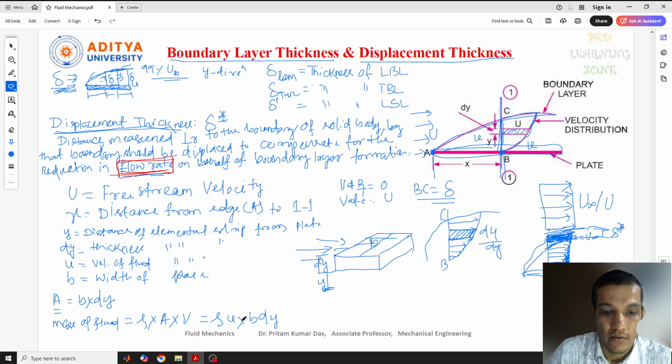Let me give this equation 1. This is one condition, when the plate is present at this place.